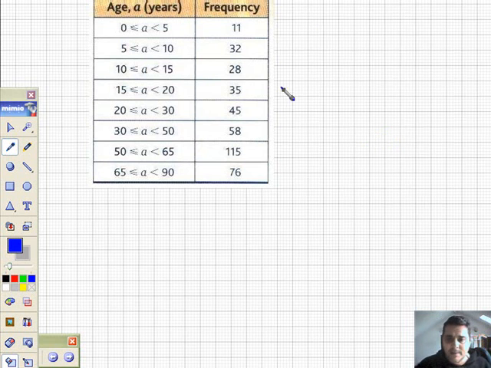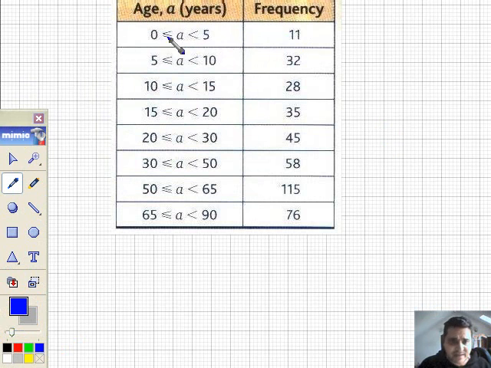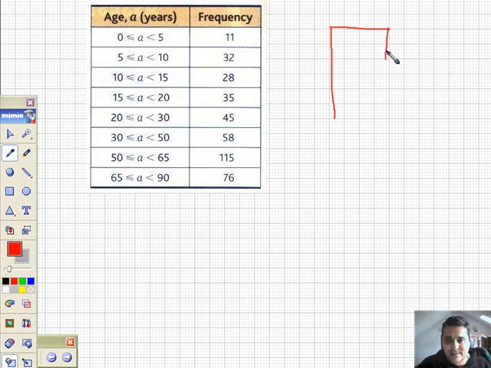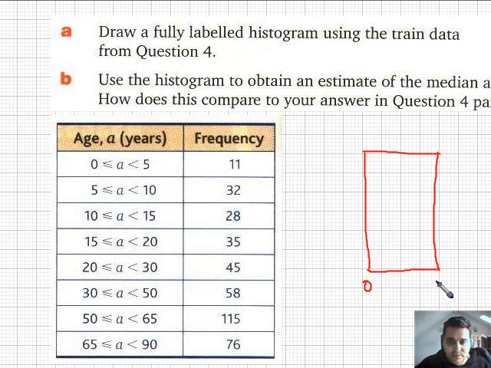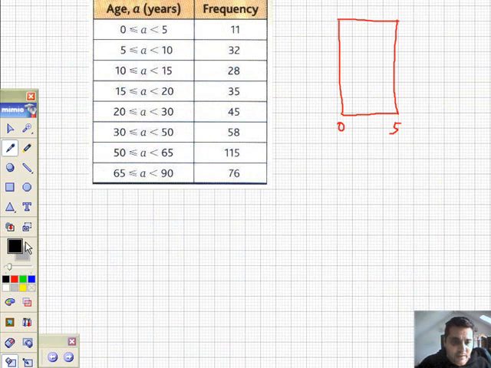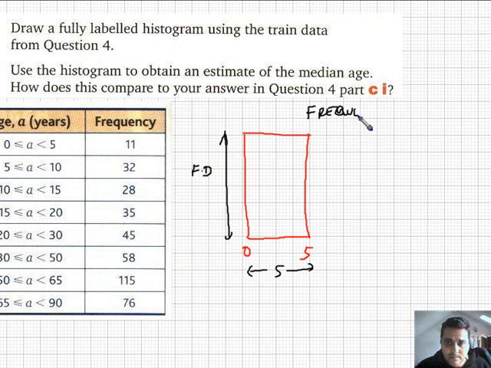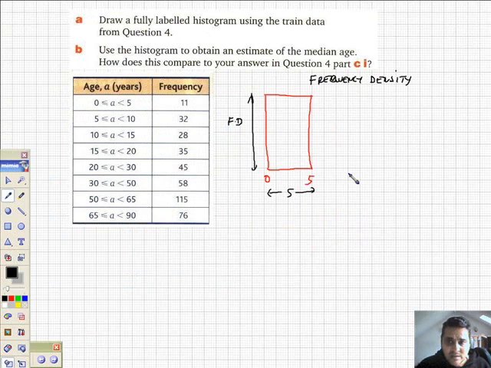So remember, if we're looking at the first two bits of data there, we've got a class width of 5. So the bar may look a little bit like that, it's only rough, and it's going to start from 0 and go to 5. Clearly the width of that rectangle is going to be 5. Now, we don't know what the height is going to be, but this height will be the frequency density, FD for short. But please, when you do it in a table, literally call it frequency density, because that's what it's called. Not frequency, but frequency density.